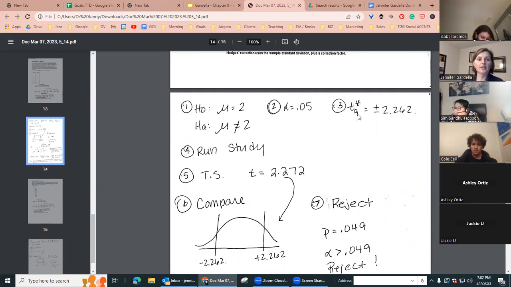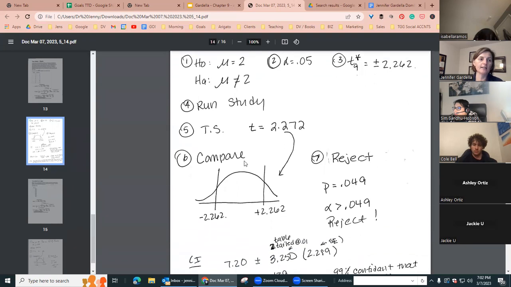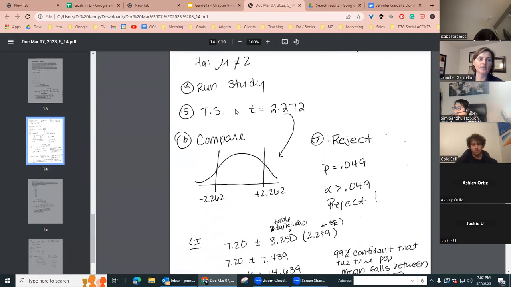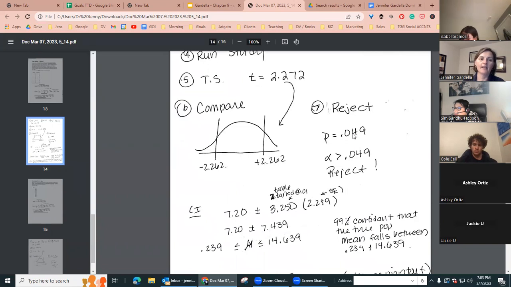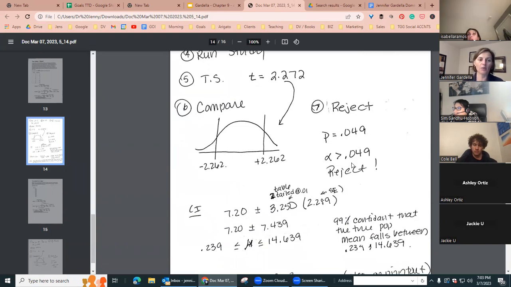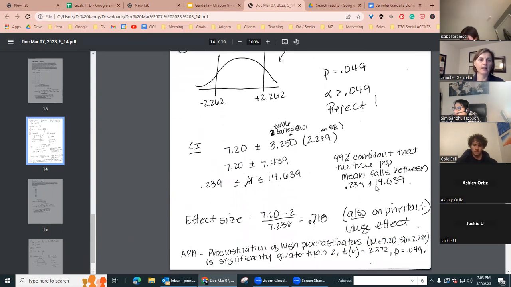Our critical value of T from the table with 9 degrees of freedom is plus or minus 2.262. This is our test statistic, our calculated value of T. We compare it: 2.272 and 2.262. We just squeak by with significance. And you can see our p is 0.049, just squeaking by with our p-value as well.